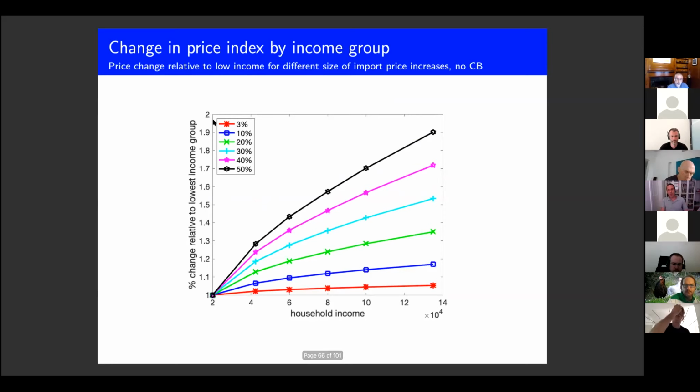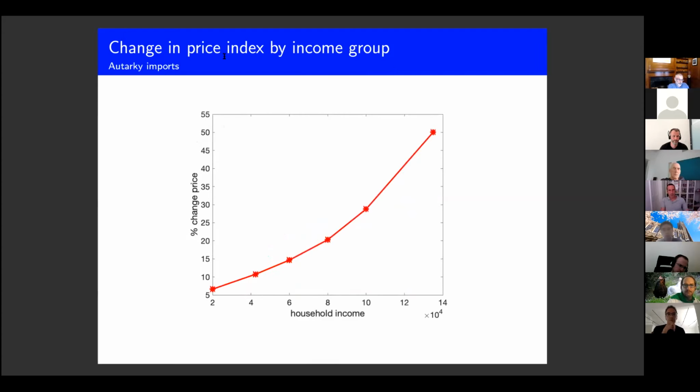Now, of course, if you consider bigger price changes, again, this is always relative to the lowest income bin. The difference becomes, this is like the highest income group price change divided by the lowest income group price change. For small shocks, it doesn't matter. But for large shocks, 50%, it's going to matter a lot.